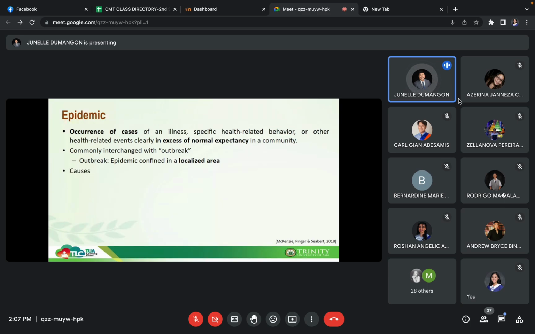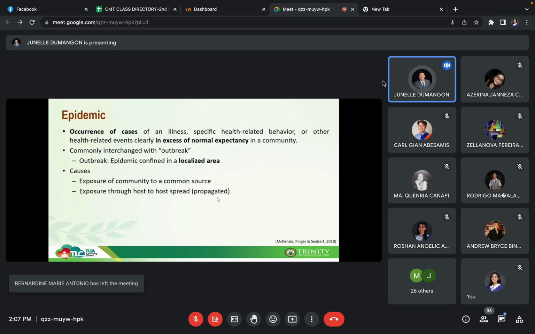So, ano bang mga causes ng epidemic natin? It can be due to an exposure of the community to a common source. Remember your cholera earlier? Kaya sila nagkaroon ng cholera kasi they all drank water from a common well. Diba? From a common source. So, pwedeng exposure of a community to a common source. Pwede rin na nakakaroon ng epidemic through host-to-host spread.